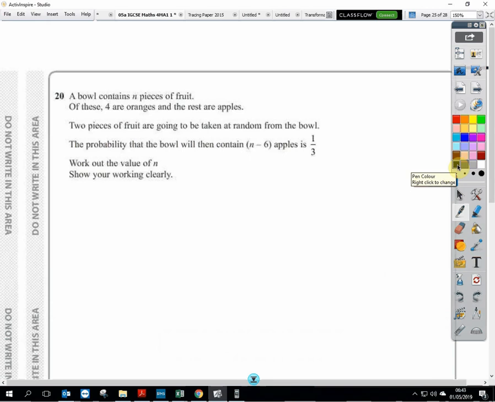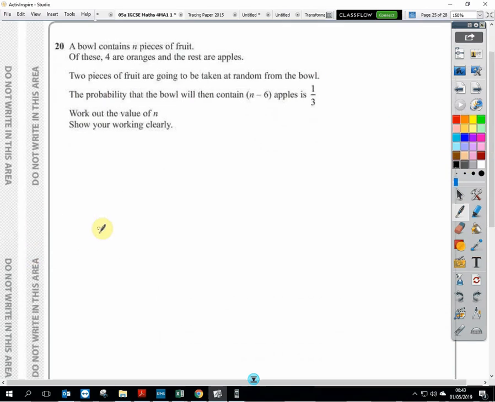Okay, next one. A bowl contains n pieces of fruit. 4 are oranges and the rest are apples. We're going to draw a little tree diagram to see what's going on. We have oranges and apples. 2 pieces of fruit are going to be selected, so that's the first piece, and then we have the second piece over here.